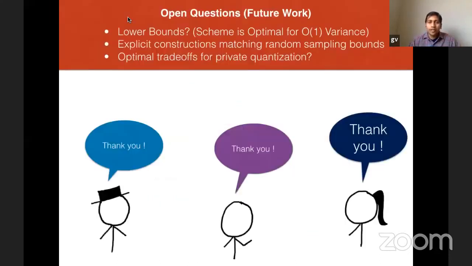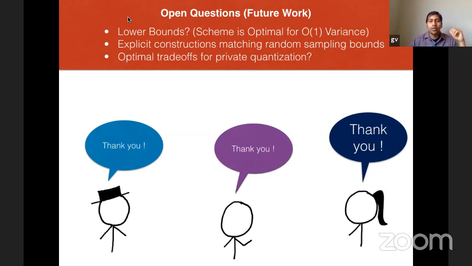And finally, I want to end with a set of open questions. Essentially, we still don't know whether what we achieve, that is variance times communication being equal to D, is optimal for any unbiased estimate. However, for a constant variance, we know this is optimal. But for anything with sublinear communication, we don't know whether our schemes are optimal or not. Moreover, the explicit constructions that we have are a factor of log D away from the randomized ones.